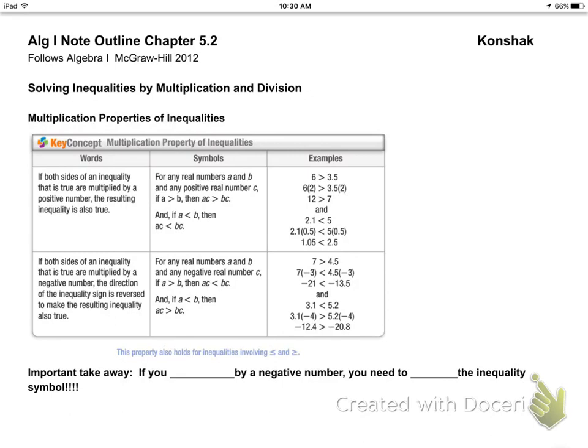And so, last time you could add, you could subtract, it doesn't change the inequality. Today, we're going to multiply and divide. It doesn't change as well. But there is going to be a small little caveat that we have to worry about.